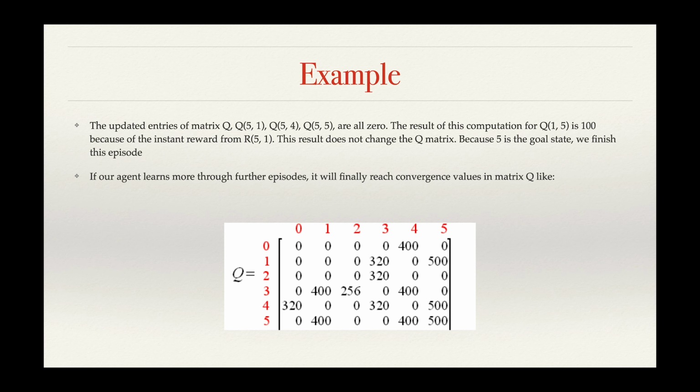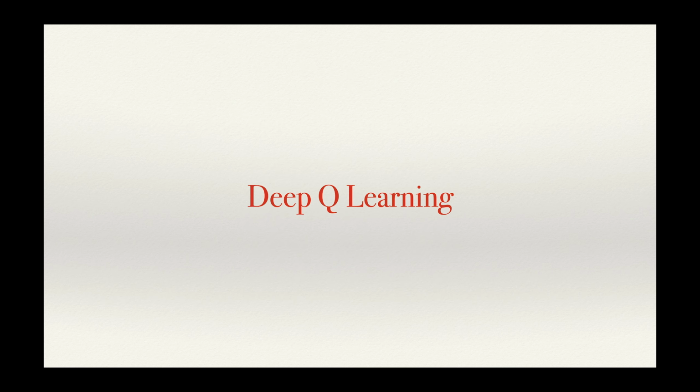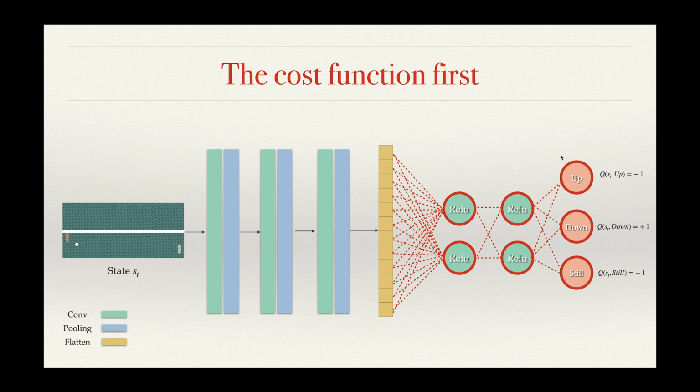If we look back at the Q matrix, as I said, here we have the states and here we have the actions. And when it comes to ping pong, we have only three actions, so we have three columns if we have a Q matrix. These three columns are represented by the three outputs here: up, down, and stay still. So let's say now we have this input and the neural network. The network is predicting the value of moving up, the value of moving down, and the value of staying still.